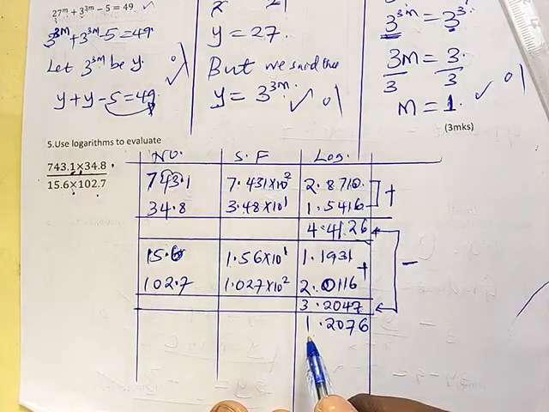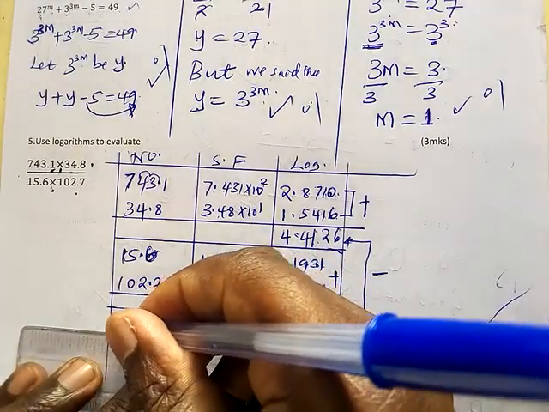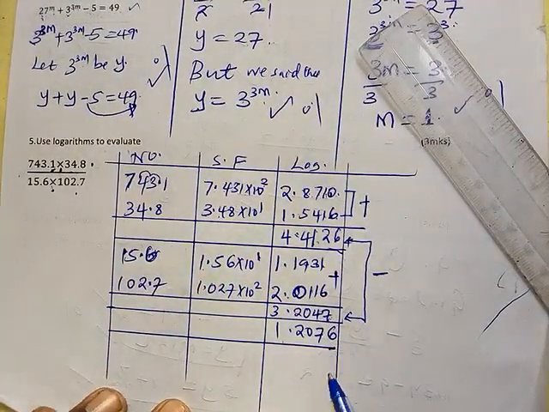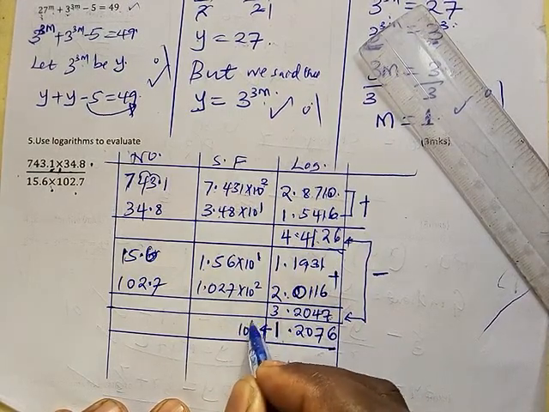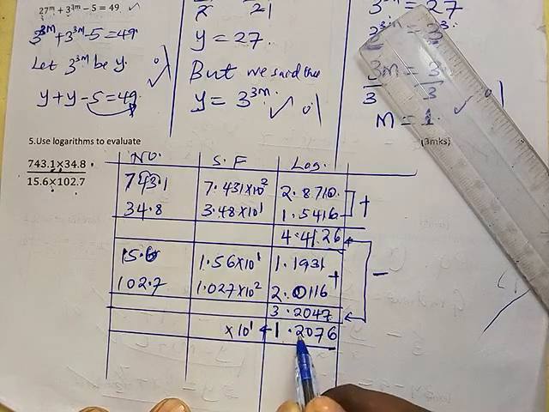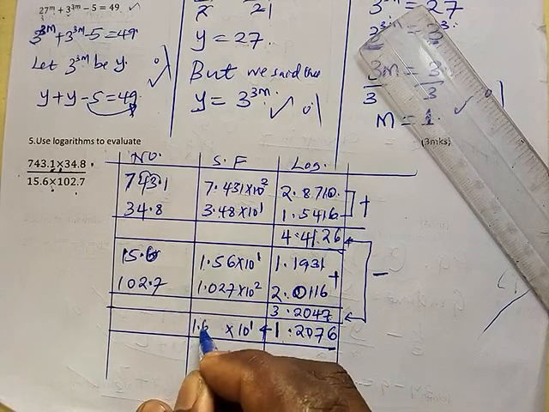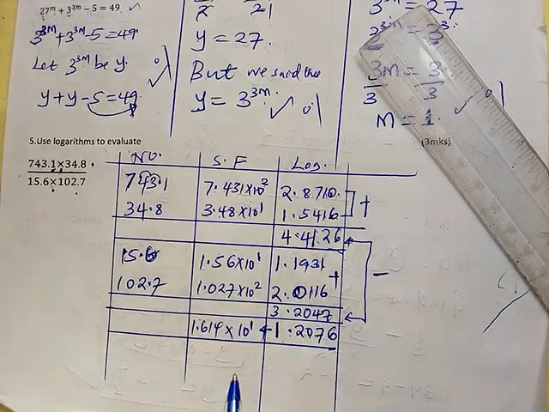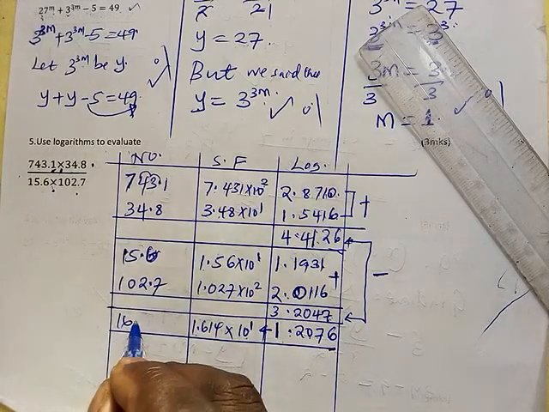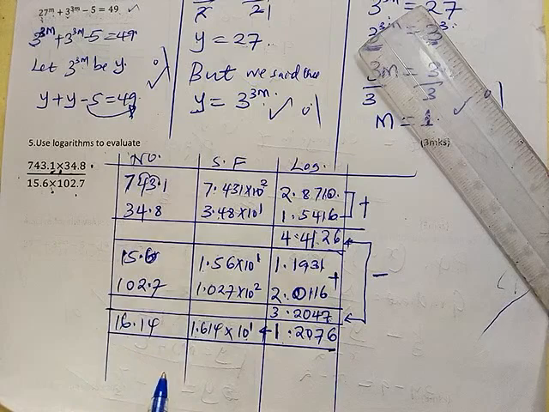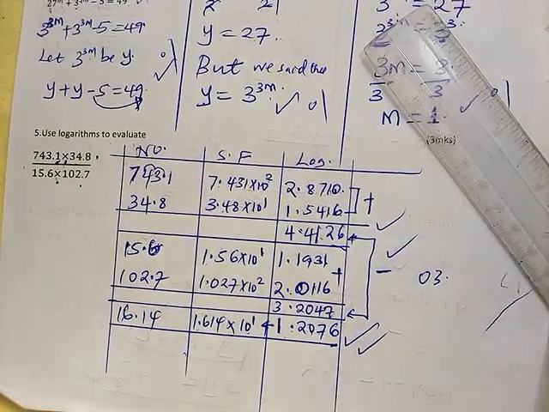So once we have reached this point, now we are allowed to go back to the anti-log. This is our final answer. Now we go back. This one here is the characteristic, so it is 10 raised to power 1. The anti-log of 0.2076 is 1.614. So we take this number back, this times this is 16.14, and this is the number. And that's how you score your 3 marks.